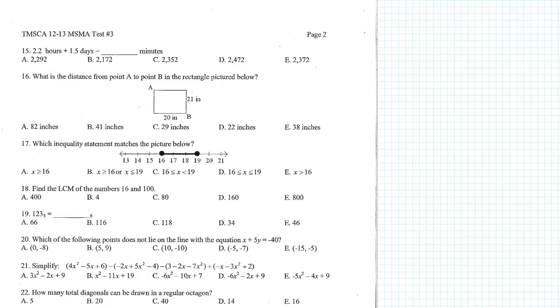Question 15. 2.2 hours plus 1.5 days is equal to how many minutes? So in this case, we will convert 1.5 days into hours first. So one day has 24 hours. So 1.5 days will have 36 hours. So now we have 2.2 hours plus 36 hours.